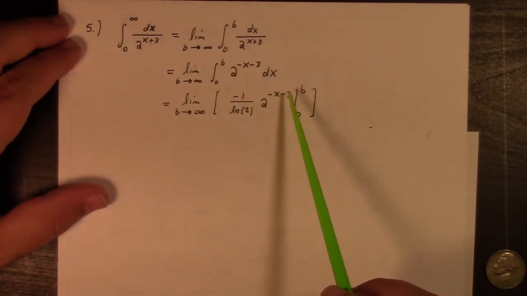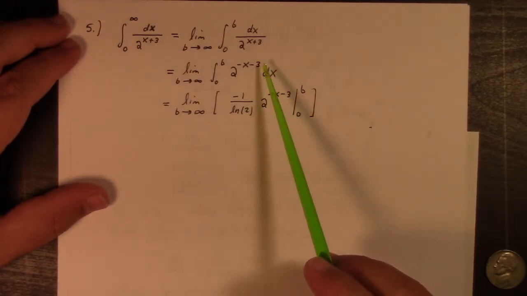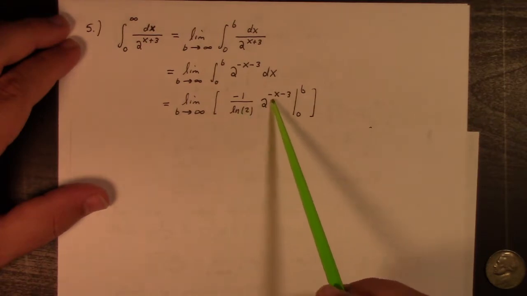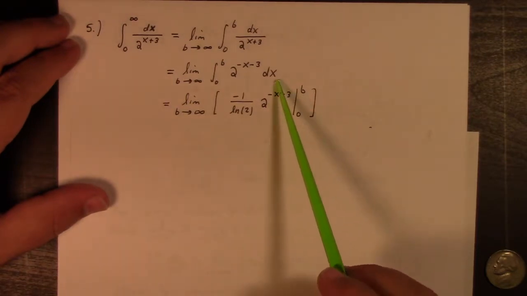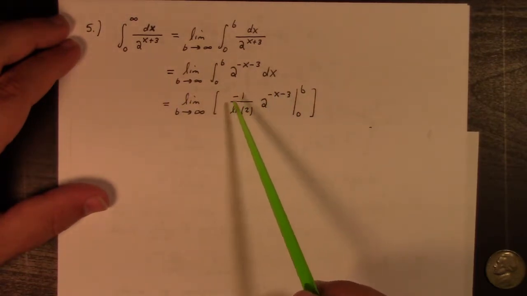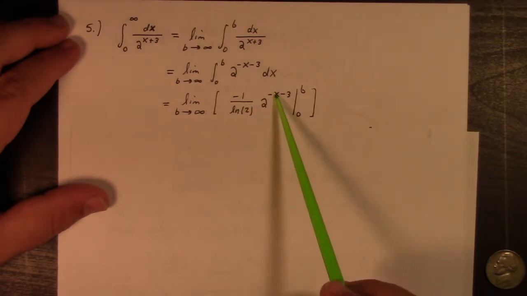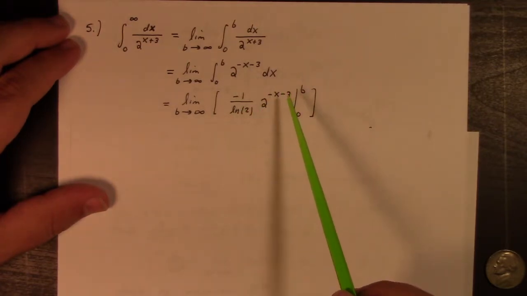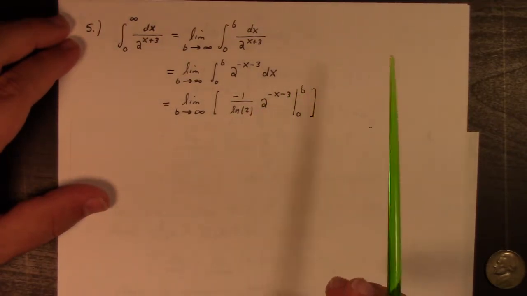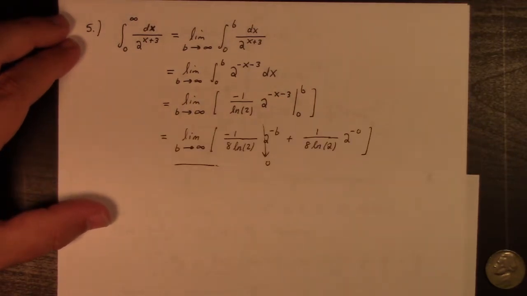integrate this by making a u substitution, well, however you want to think about it, but this is the antiderivative. If we differentiate this, we get natural log of 2 times 2 to the minus x minus 3 times the derivative of the inside function, which gives me a minus 1, which cancels that minus 1. So you can easily differentiate this function with respect to x and get back that integrand, which shows me that it's right. Now, if I plug in 0 and I plug in b, according to the fundamental theorem of calculus, part 2, I get that.